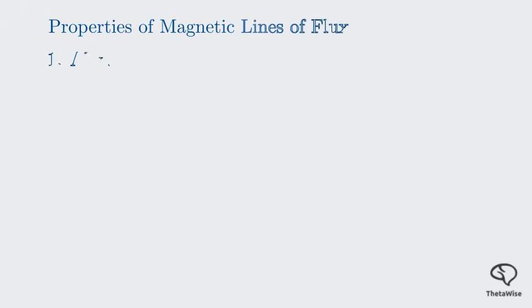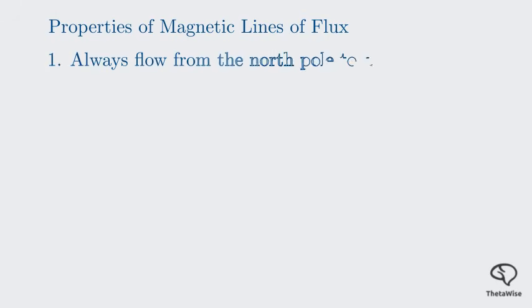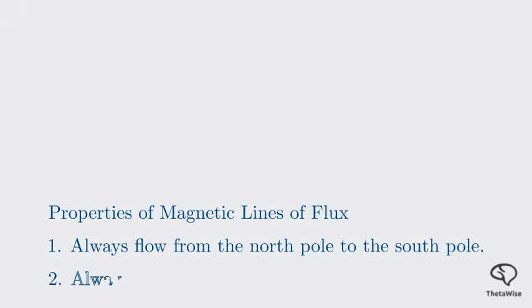Now let's explore the fundamental properties of these magnetic field lines. Understanding these characteristics is key to understanding how magnets work. First, magnetic flux lines always flow from the north pole to the south pole. We already saw this in our bar magnet diagram. Inside the magnet, they complete the loop from south to north, but the external field direction is north to south. Second, as we mentioned, these lines form continuous closed loops. They don't just stop in space.